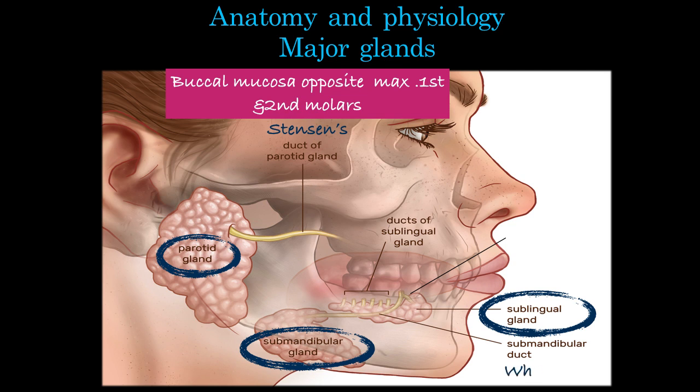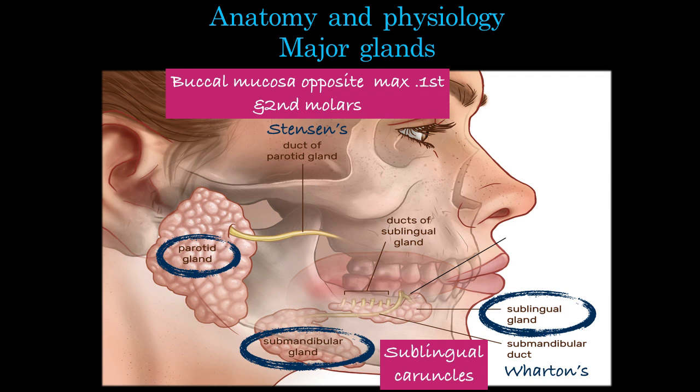Okay, then we have the submandibular gland that opens with Wharton's duct. This is the name of its duct. And the Wharton's duct opens in the sublingual papilla or sublingual caruncles. I hope you remember how they look like inside the oral cavity.